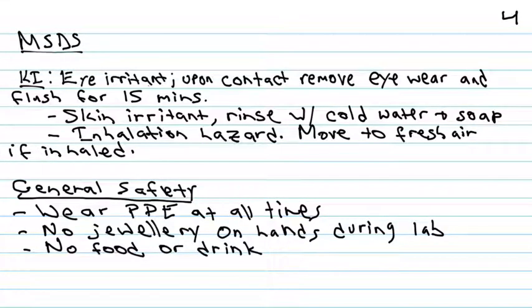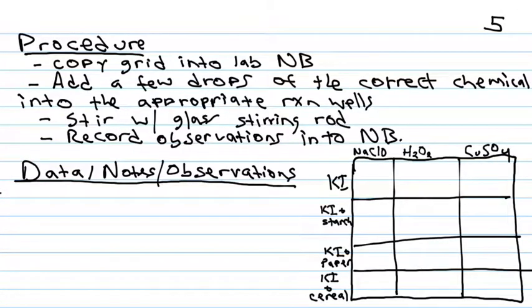The MSDS, I only did it for potassium iodide. Yours is going to have it for all 5 chemicals. Then general safety. Notice how I'm following the rubric, and I'm putting it in nice order so that it's easy for me to find when I go to grade. Keep that in mind. You want to make sure everything's nice and neat, easy for me to grade. Okay, procedure, written down, bulleted, nice, neat, easy to follow.